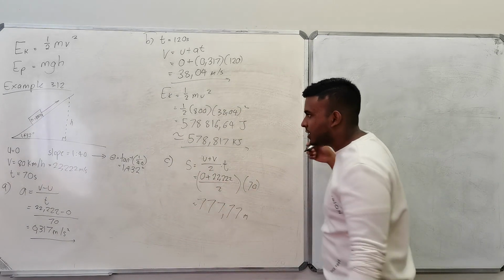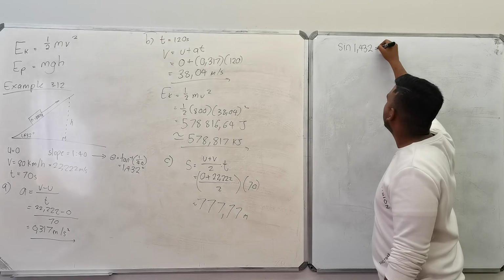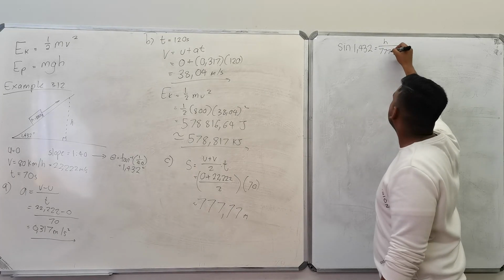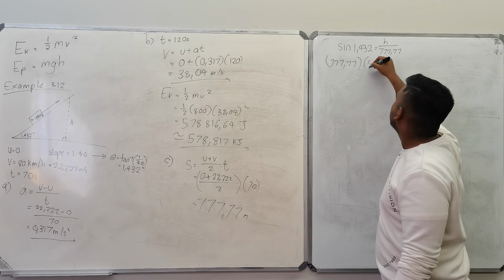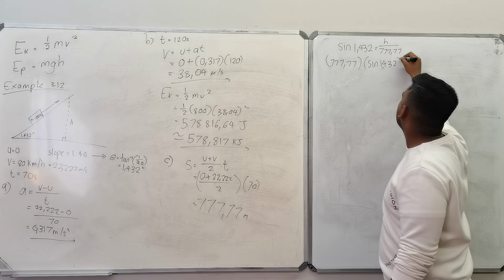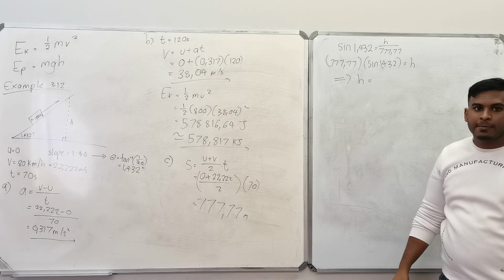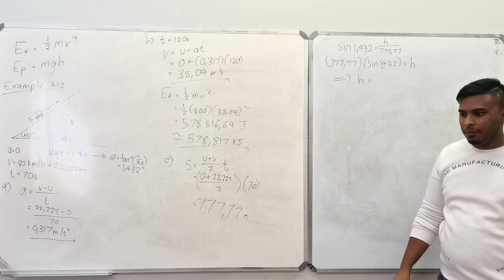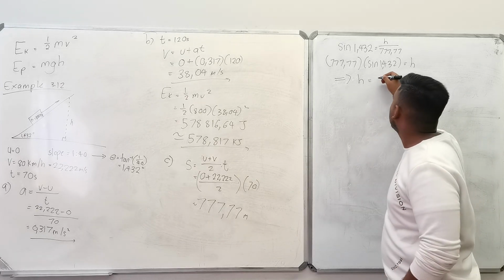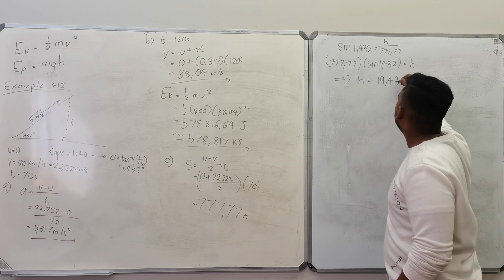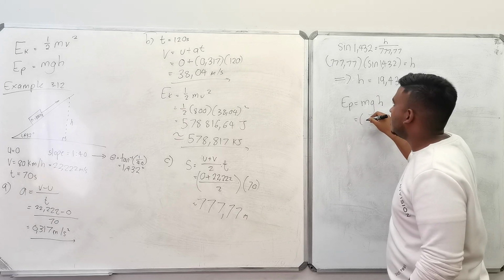So now that we know the displacement, we can say that sine of 1.432 is equal to h all over 777.77, right? So 777.77 sine 1.432 is equal to height. Therefore, your height is equal to 19.437 meters.